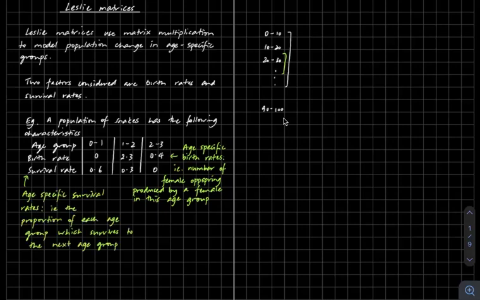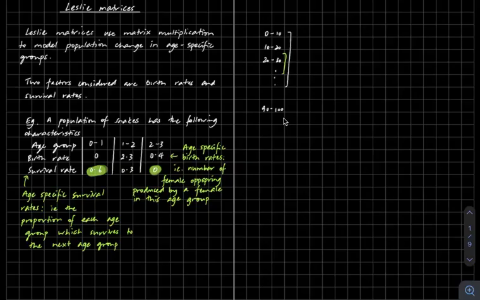The age-specific survival rate is the proportion of each age group which survives to the next age group. So we can read the 0.6 survival rate, this one here, as saying that 0.6 or 60% of 0 to 1 year old snakes survive to be 1 to 2 year old snakes. And that's why we have a 0 in that last place there, because in our model here we're saying 0% or 0 proportion of the 2 to 3 year old snakes survive to be 3 to 4. So 3 is the sort of oldest, the upper limit of the age groups.